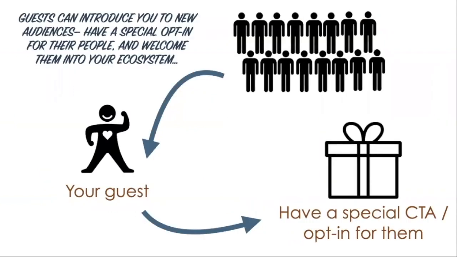Something you could do is, since those guests can introduce you to a new audience, have a special opt-in for their people and then welcome them into your ecosystem. So what I'll do with this guy is I'll say, hey, I've got a special opt-in below for him. I'll just clone off one that I already have, but I'll target those emails in a special way and I'll give them some kind of special deal on a one-time offer that's related to his message and related to what we talked about that really is a special value add to them.